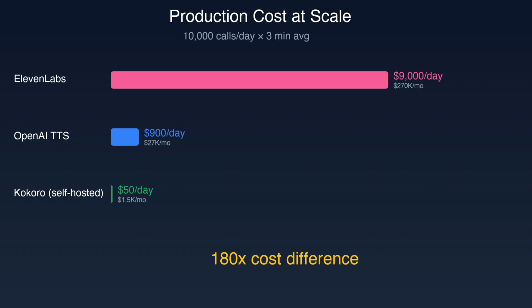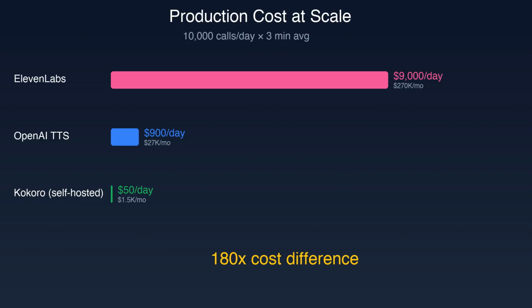The trade-off is operational complexity. Self-hosting means you own the infrastructure, the monitoring, the model updates, and the failover. For a team of 2 to 3 engineers, the total cost including salaries still favors self-hosting above about 5,000 calls per day.